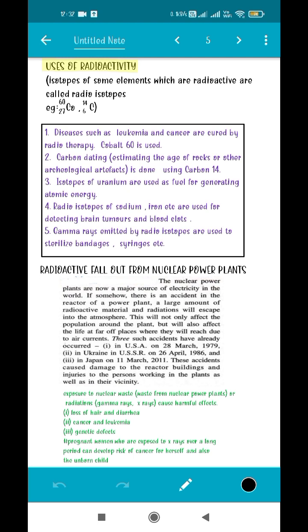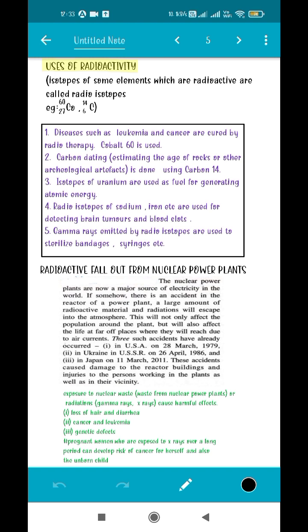So what are certain uses? Diseases such as leukemia and cancer can be cured by a process called radiotherapy. In that case, cobalt 60 is used. Carbon dating, which is a process used for finding the age of old rocks or other archaeological objects such as coins, is also done using carbon 14. Also, certain isotopes of sodium, iron, etc. are used to detect the presence of a brain tumor or a blood clot.